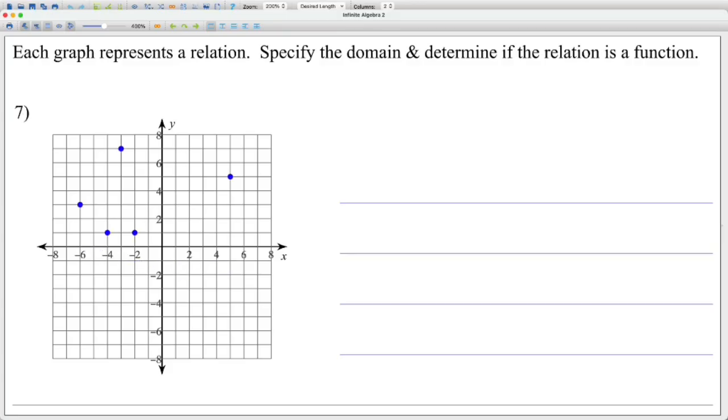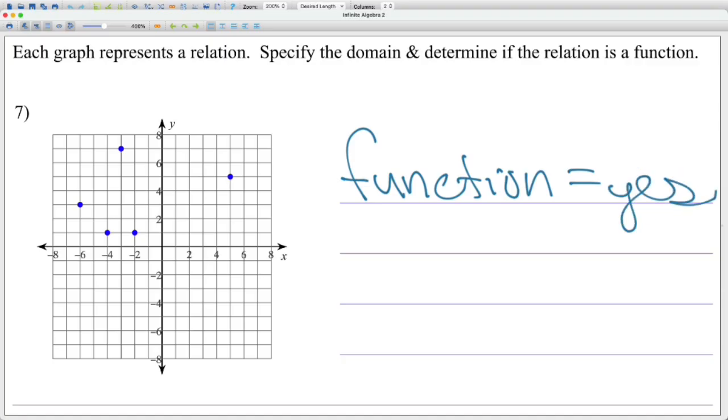All right, number 7. First of all, is this a function? Yes, it is. Now, gentlemen, as we're doing this, when I ask you a question and you get it wrong, it's not really a mistake. It's a mistake if you write it down wrong. So I want you to feel free to not get judged. Okay, so it's a function.